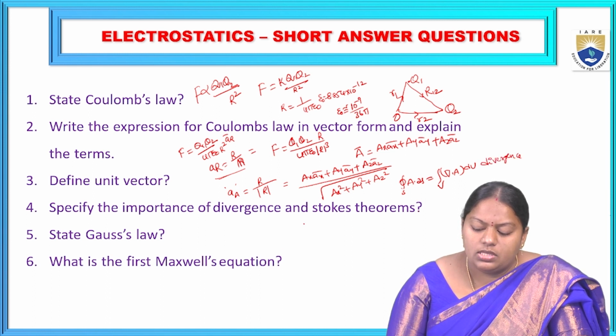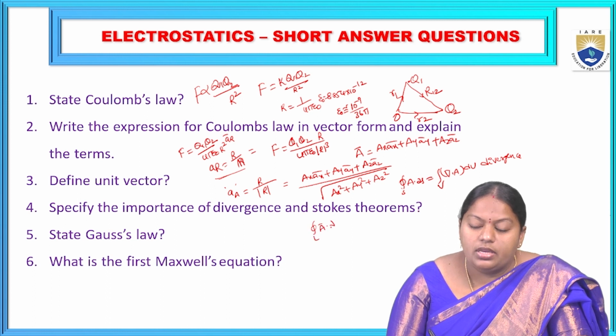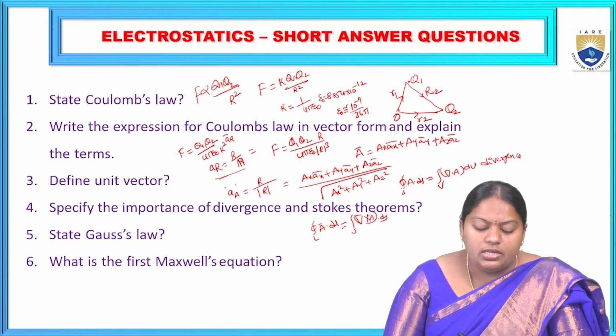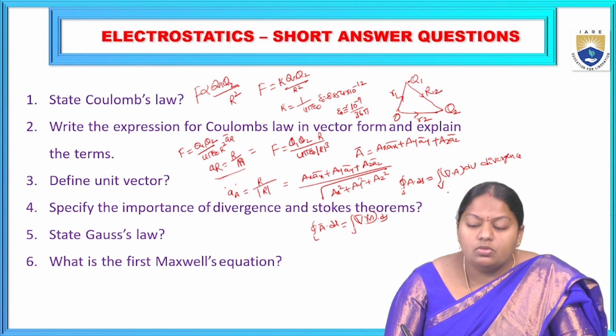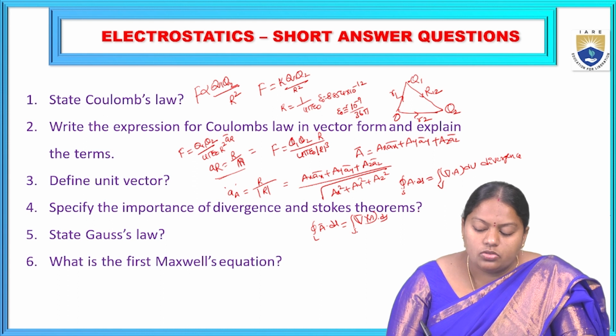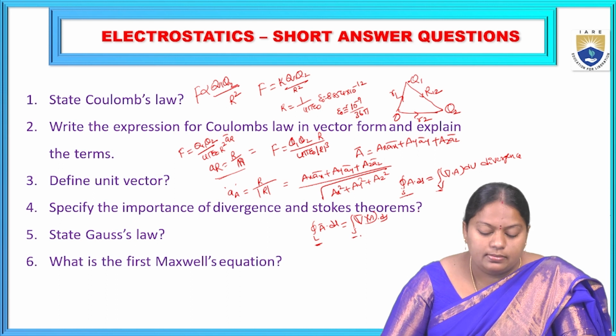Coming to Stokes theorem, it is given by the closed line integral over L of A dot dl is equal to the surface integral of del cross A dot ds. The divergence theorem gives us the relation between surface and volume integrals, whereas Stokes theorem gives the relation between line and surface integrals. If you close the surface, it becomes a volume. If you close the line, it becomes a surface.